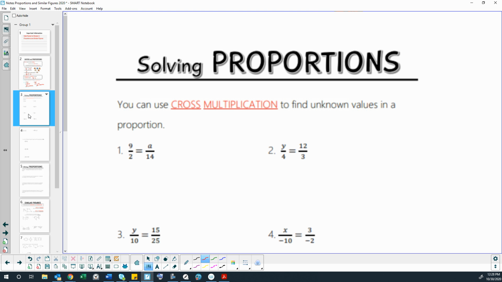Now let's use cross-multiplying to help us solve some proportions. Solving proportions, we can use cross-multiplication to find unknown values in a proportion. Let's just do a few of these together.